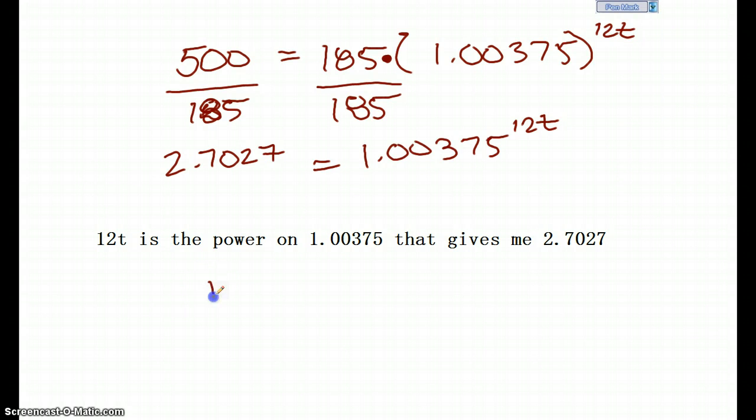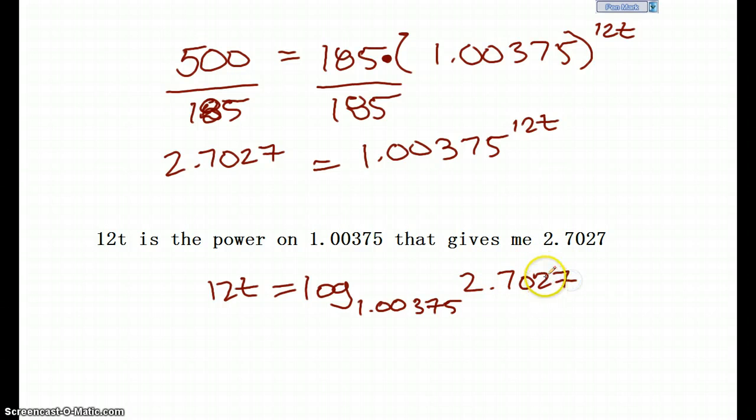That allows me to say 12t is the power on 1.00375 that gives me 2.7027. Well, you might say, oh, well, now I have 12t over here. I just want t. Well, that will be an easy step. We'll just need to divide by 12.